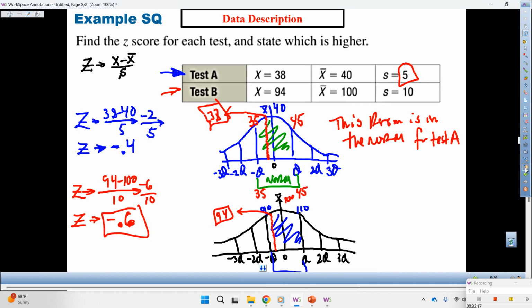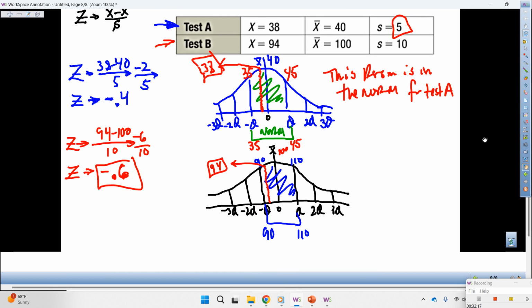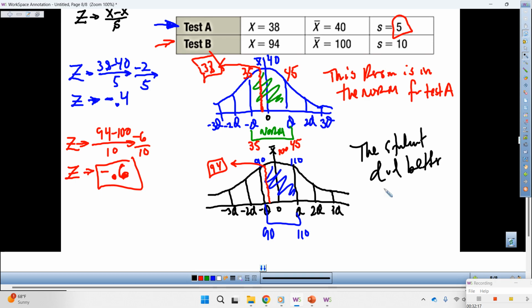Talk to your neighbor. What can you conclude from both tests? What do you guys see? All right, looks like Martin's got it, but let's go with Matthew. What can you conclude? The student did better in test A than B. Hands if you agree with that.